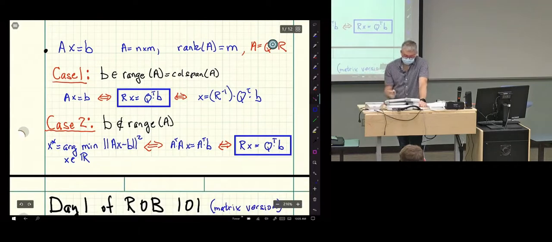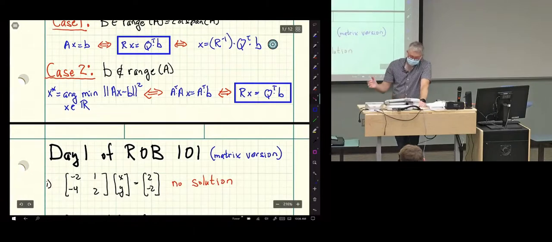And there's two cases we can look at. We can look at B in the range of A, which is the same as B is a linear combination of the columns of A. And then Ax equals b if and only if QRx equals b, but I can multiply by Q transpose on both sides, and I have Rx equals Q transpose b. And this is what we would suggest you solve, because we don't like inverting matrices, but that's the answer.